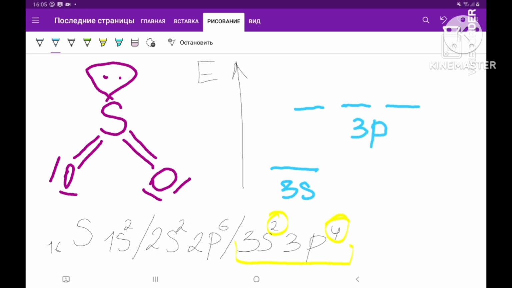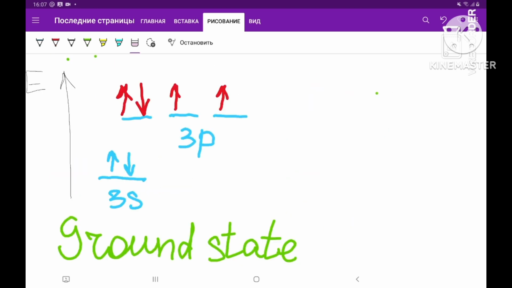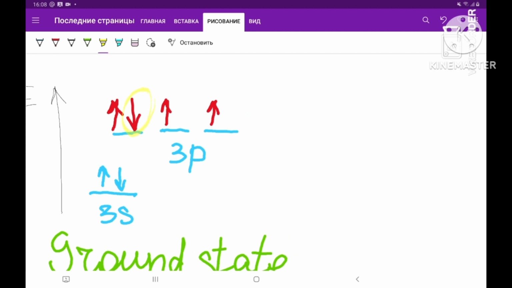Let's draw 3s2. We draw 2 s electrons. And on 3p, we have 4 electrons. Let's draw them. 1, 2, 3, 4. Indeed, we know that this is our ground state. If our sulfur atom gets excited, 1 electron from 3p will go to the empty 3d orbital.